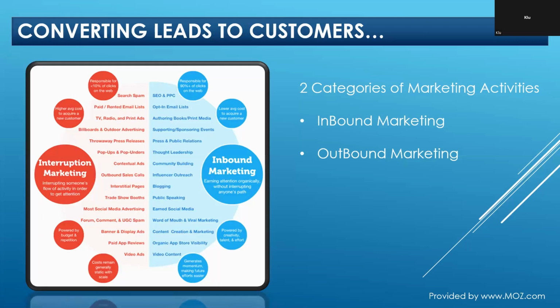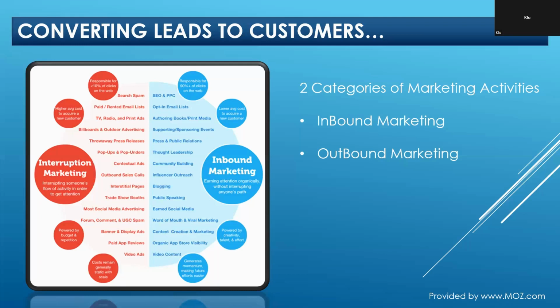Paid or rented email lists as opposed to an opt-in list. If you're going out and buying lists and sending out cold emails, that's considered an interruption marketing or outbound marketing activity that's not as effective. TV, radio, print ads. So you're watching TV and an ad comes on. It's interrupting what you're trying to do. You're trying to watch a TV show and then an ad comes on. That's a form of interruption marketing.